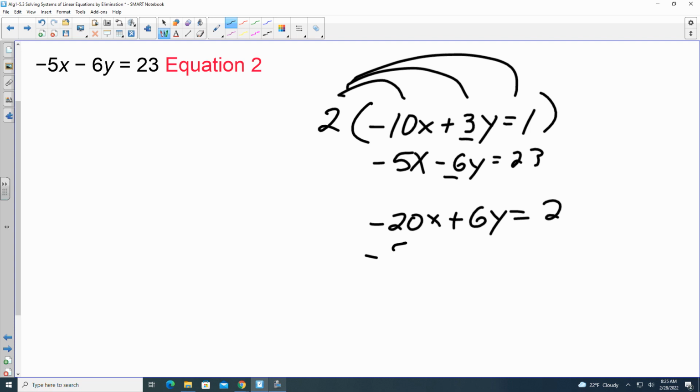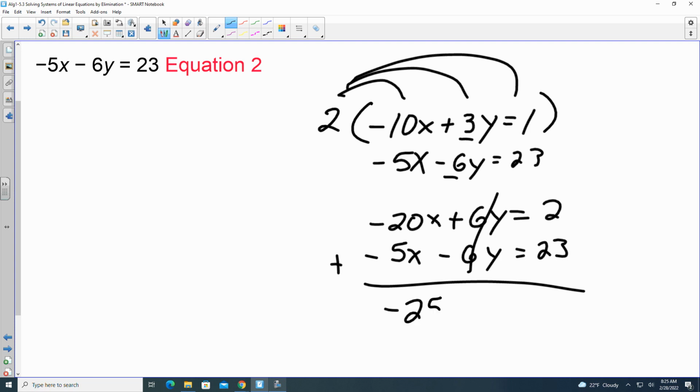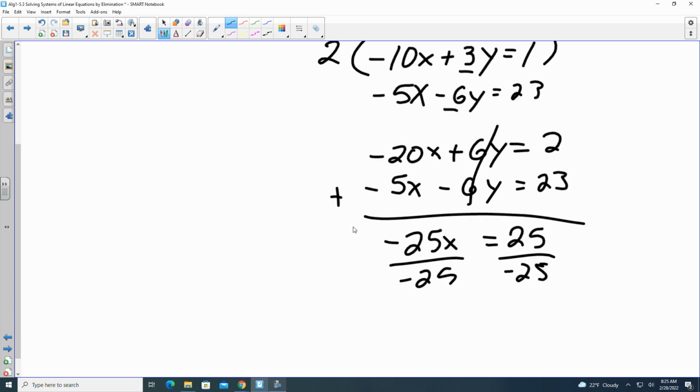And then I'm just going to rewrite the second equation. So now I'm just going to add them. This gets canceled because they eliminate, because one's a positive 6, one's a negative 6. Negative 20x plus negative 5x is negative 25x. And it's going to be equal to 2 plus 23, which is 25. I divide negative 25 to both sides. X will give me a negative 1.